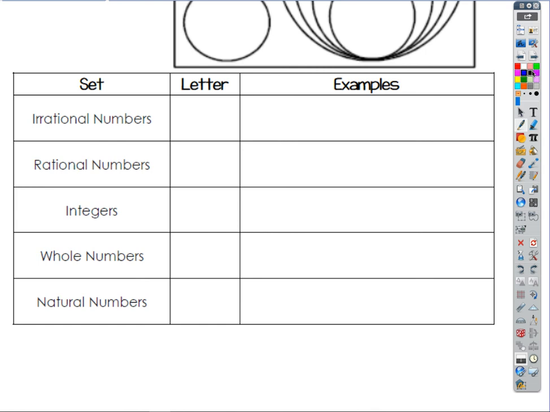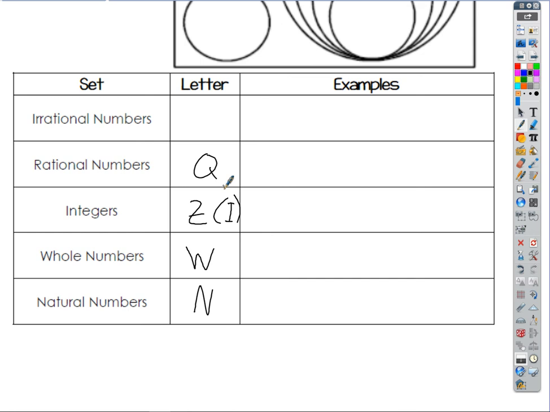So what letter do you think we attach to the set of natural numbers? N. How about whole numbers? W. How about integers? Z. Sometimes it's I, but usually it's Z. It could be capital I, but usually we do Z. Rational numbers. That was a weird one. Q.